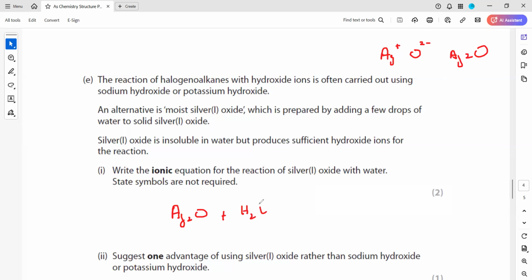So what is the formula for water? We have to write an ionic equation. I will write the full equation first. So when it dissolves, it produces silver 1 hydroxide. So it will form AgOH, because silver is +1 and hydroxide is -1. And the equation must be balanced. So if you put 2, this whole equation is balanced because oxygen 2, hydrogen 2, silver also 2. The state symbols: this is solid, water is a liquid, and this will be aqueous.